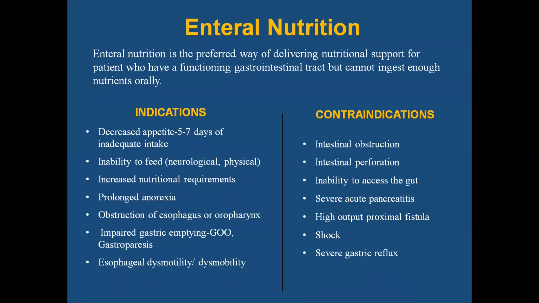First is enteral nutrition. Enteral nutrition is the preferred way of delivering nutritional support for patients who have a functioning GI tract, gastrointestinal tract, but cannot ingest enough nutrition orally. The indications are decreased appetite, 5 to 7 days of inadequate intake, inability to feed, maybe some neurological or physical problem, increased nutritional requirement, prolonged anorexia, obstruction of esophagus and oropharynx, impaired gastric emptying, GOO meaning gastric outlet obstruction, gastroparesis, and esophageal dysmotility.